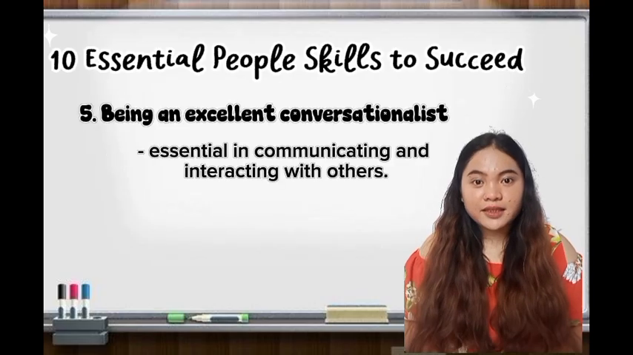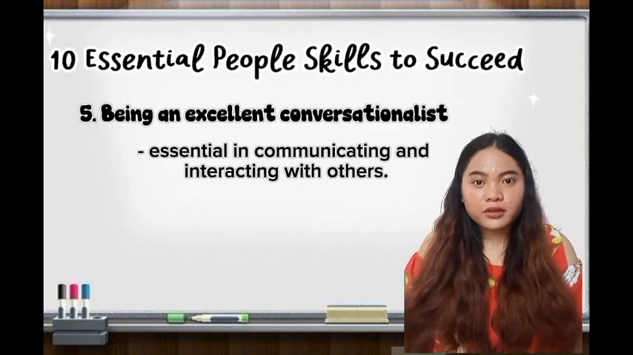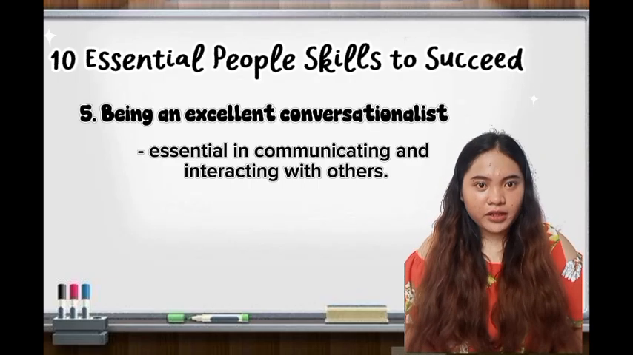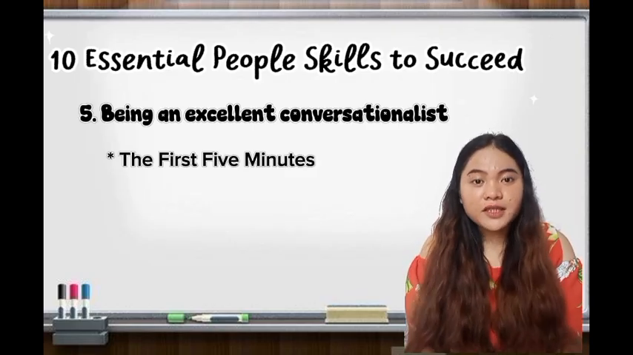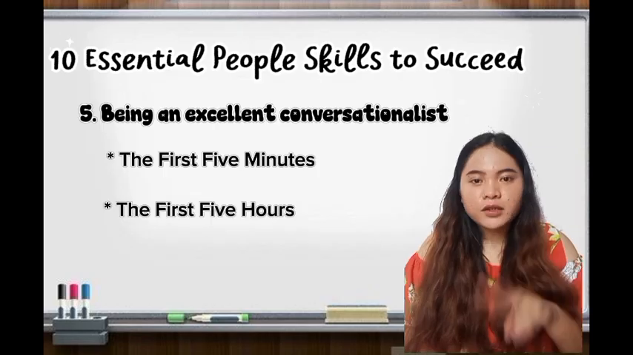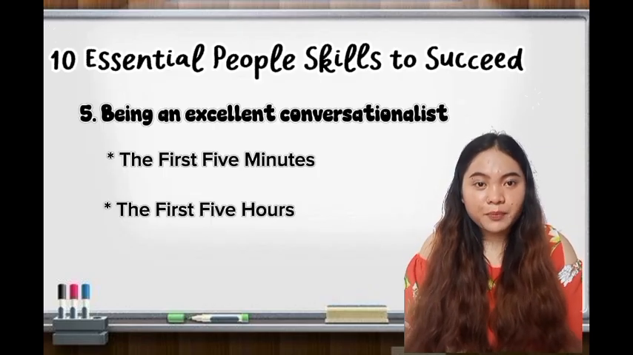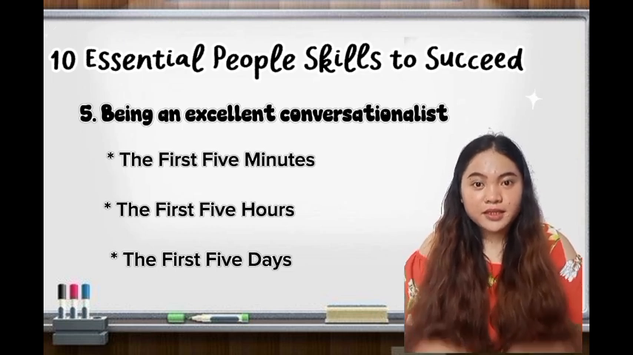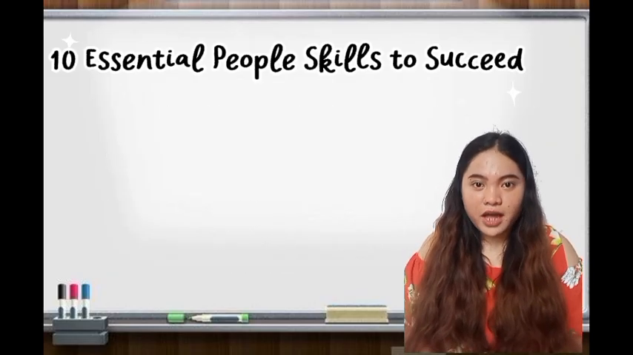5. Being an excellent conversationalist. This is essential in communicating and interacting with others. Most interactions happen in 3 levels. First, the first 5 minutes, the time to decide if someone is worth getting to know. 2. The first 5 hours, this is moving past first impression into rapport building. And 3, the first 5 days. This is the final and ultimate level of trust and connection. Thus, a conversation is the key to moving up these 3 levels.